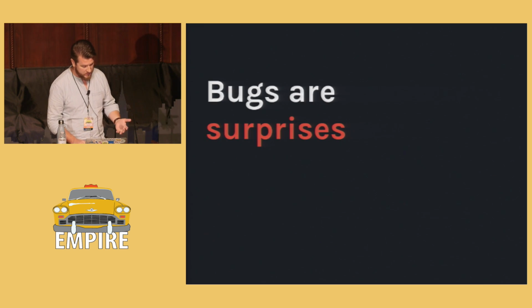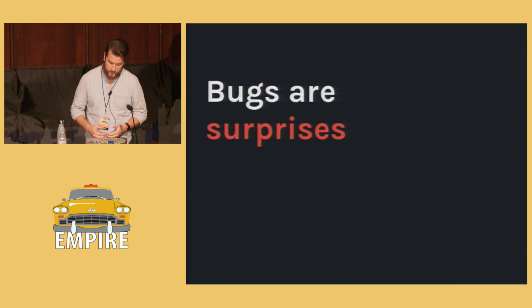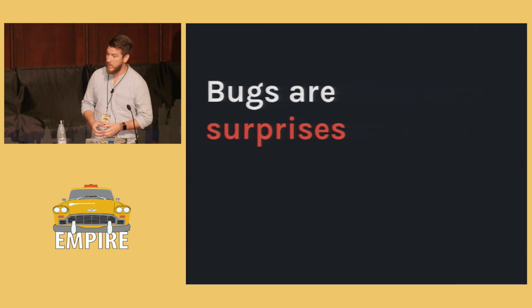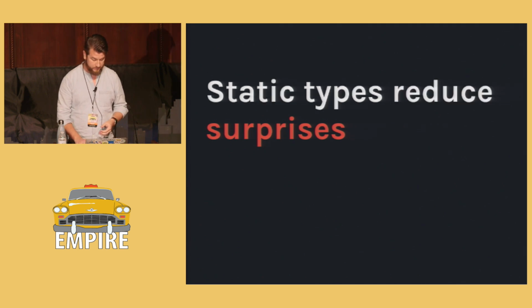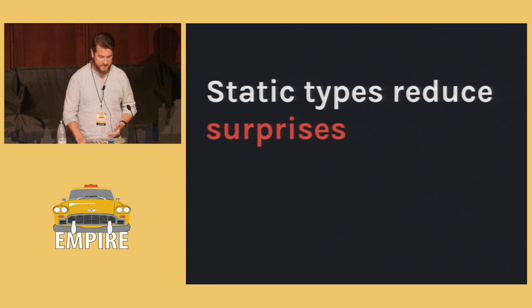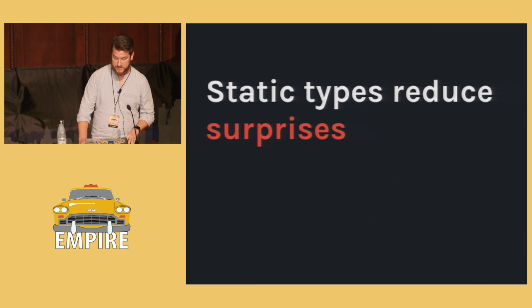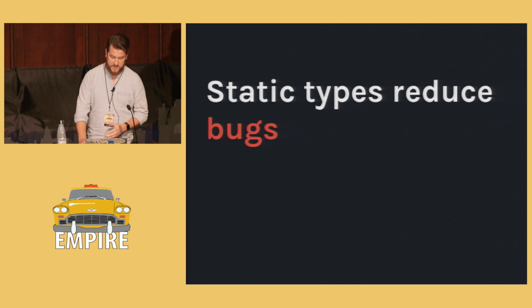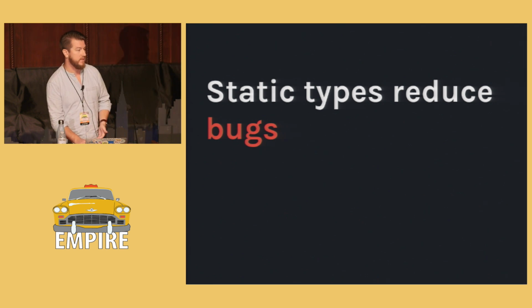The bugs in our code were surprises, and we never meant to write them. They can get written into code that we inherited, or we could write them ourselves. But static types reduce surprises, and we can create guarantees about our types at runtime. Static types can improve user experience by reducing crash rate.